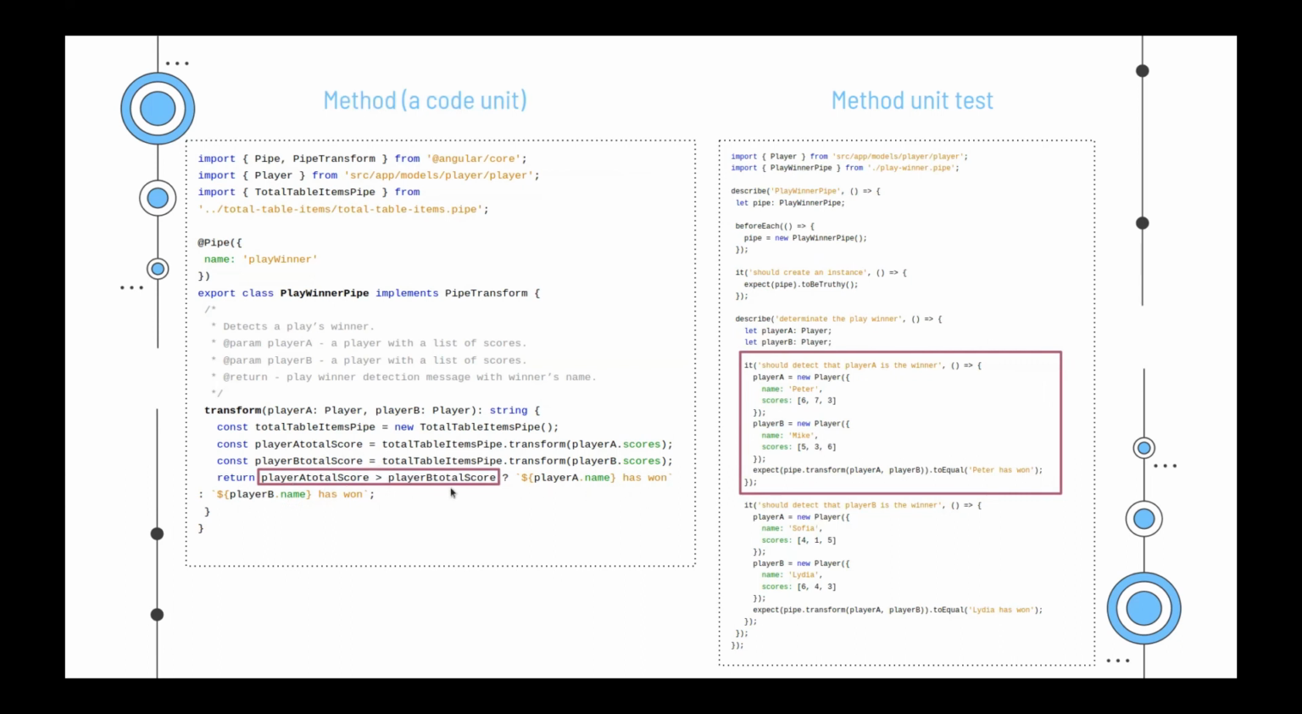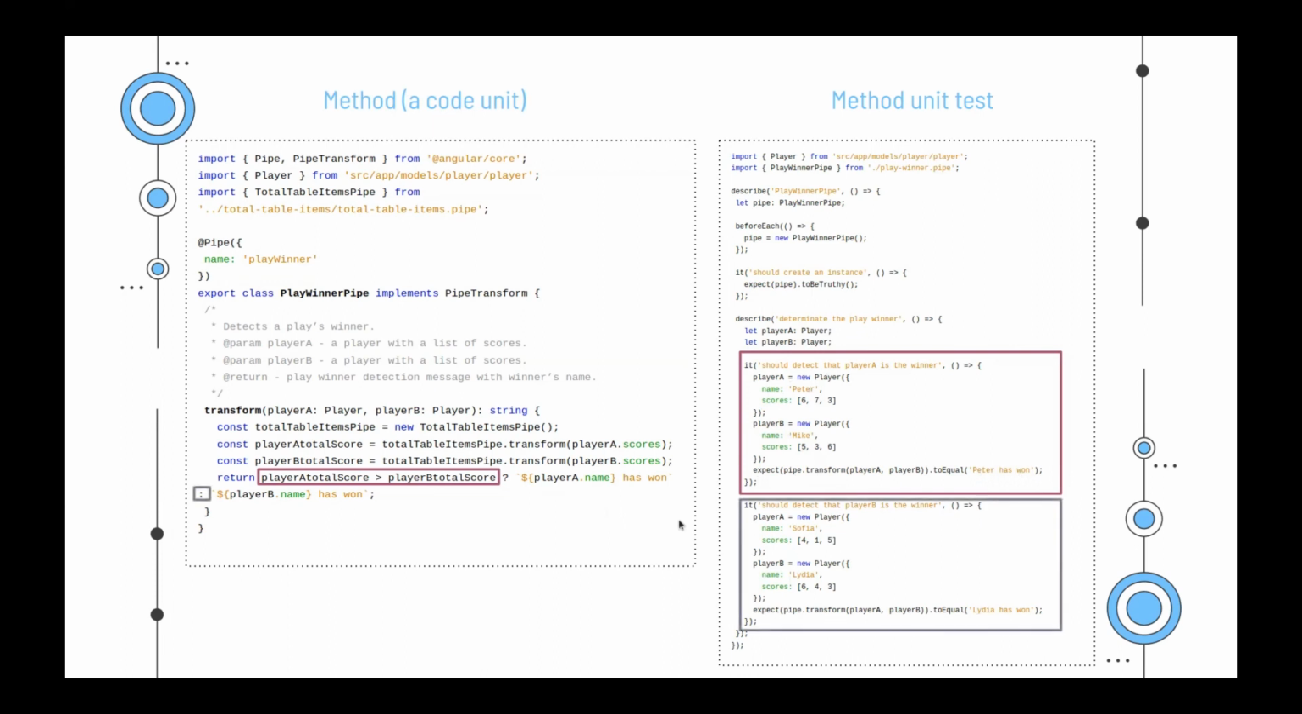Let's focus now on the first condition. So we see here a test case for A being the winner. So it should detect that player A is the winner. We have defined two players. Player A is Peter with scores 6 in the first round, 7 in the second round, and 3 in the third round. Then player B is Mike with scores 5, 3, 6. It's clear here that Peter is the winner, so we should expect from the pipe running the transform method, receiving player A as the first value and player B as the second value, that it will return Peter has won.